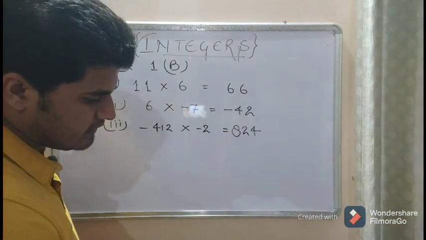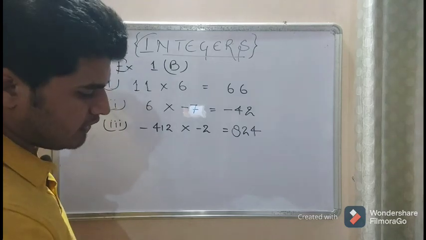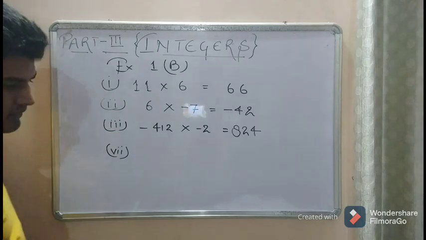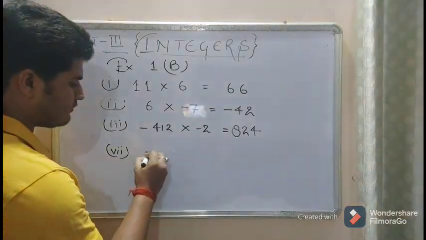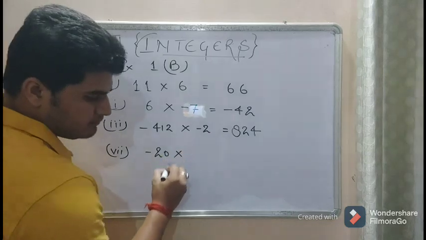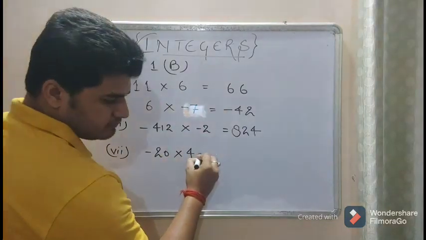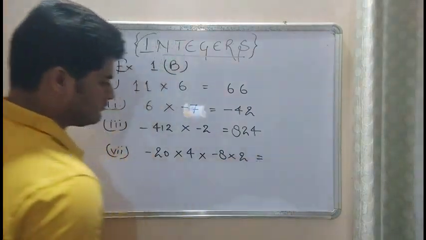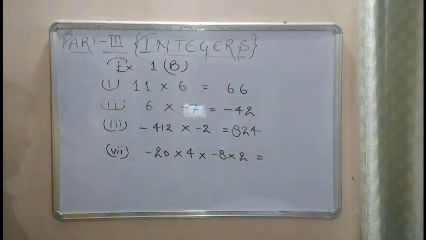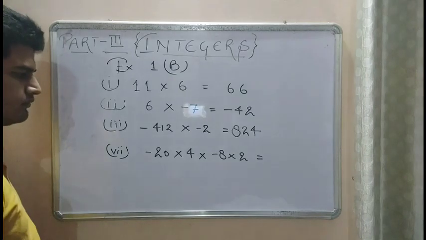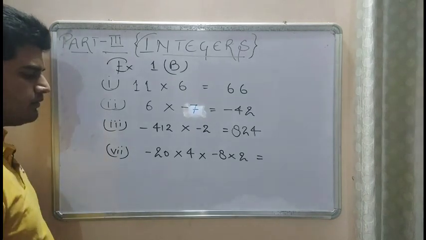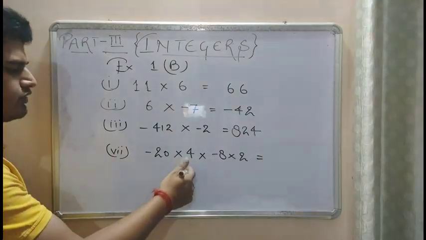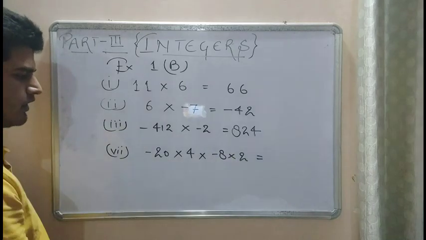Let's take an example of more than 2 numbers so that you are able to do that type of problem also. So I am taking the 7th part. Minus 20 multiplied by 4 multiplied by minus 8 multiplied by 2. Right. So there are many ways of solving this problem. One of the ways which I am thinking of right now is to multiply 2 of the numbers at a time and then multiply later on.